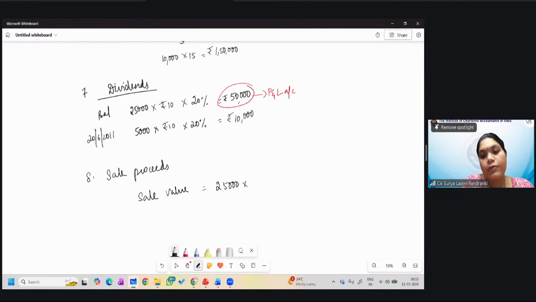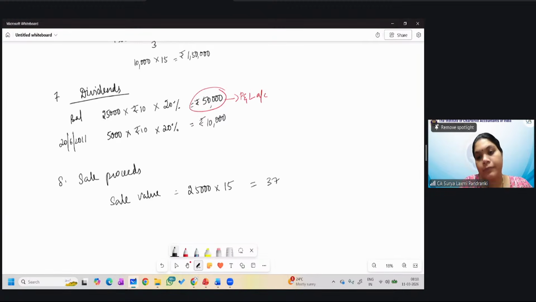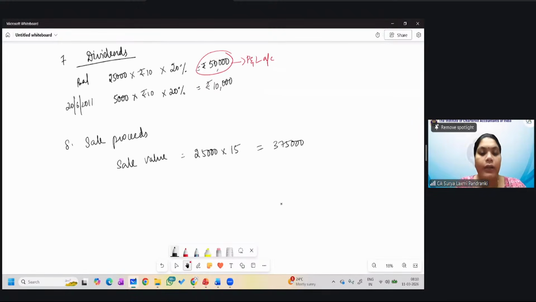25,000 shares were sold for 15 per share. What is the value? Calculate the value. 3,75,000. Okay. There is no brokerage or anything else, so we didn't calculate anything. Directly the sale proceeds will be the total value.